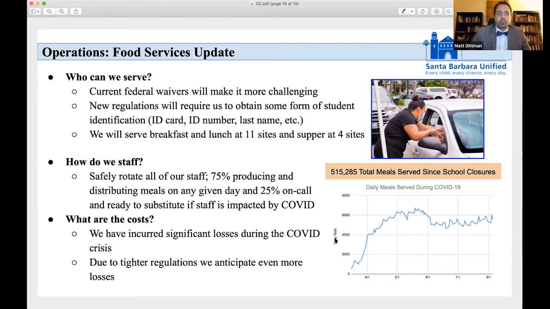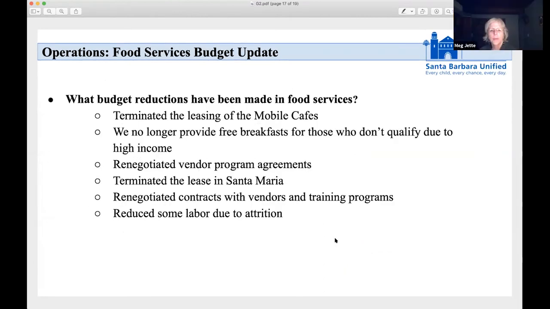It's been quite high, and we do anticipate, because of the new tighter regulations of these waivers, that those losses will be even more. We have been, and Board President Capps has been a part of trying to move Congress and our representatives to reevaluate these waivers, but as of yet, nothing has been decided in that regard. And so I think it's going back to Mrs. Che.